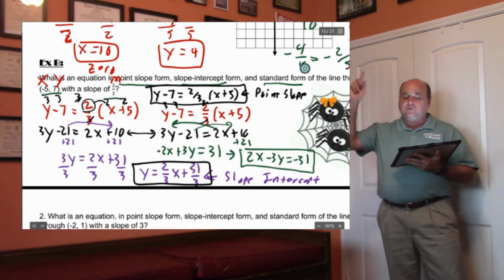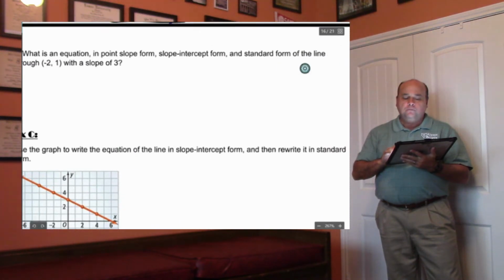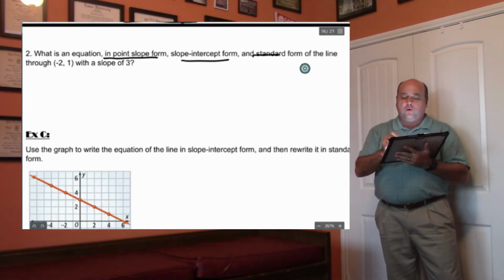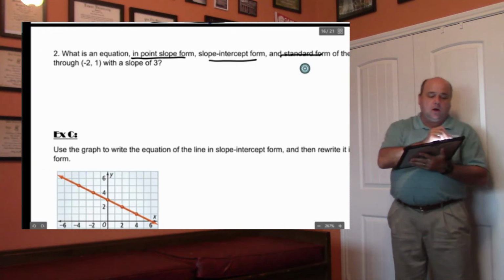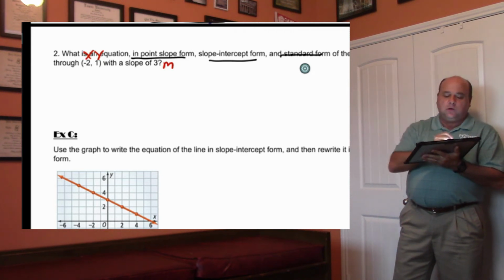I have point slope, standard, and slope intercept. Okay, number 2. What is an equation in point slope form, slope intercept form, and standard? Same thing. So we're going to write all 3 equations. So x, y, and m. Okay. Now then I'm going to write out my point slope.